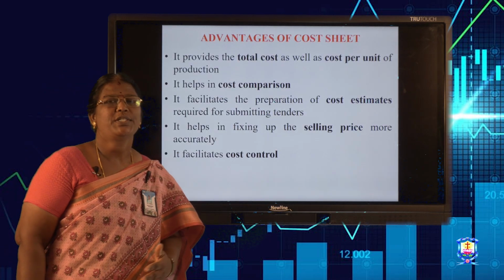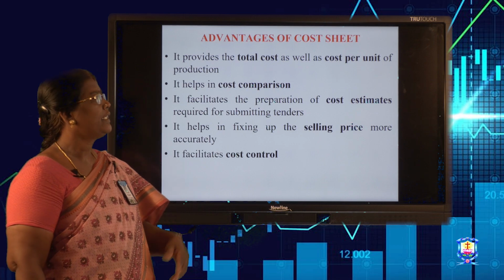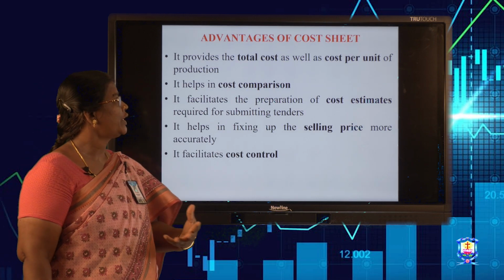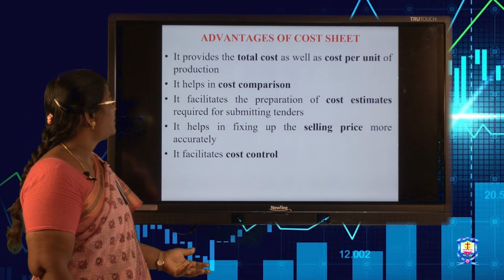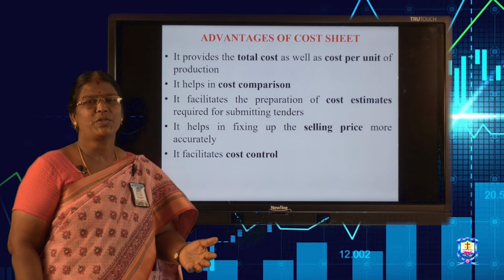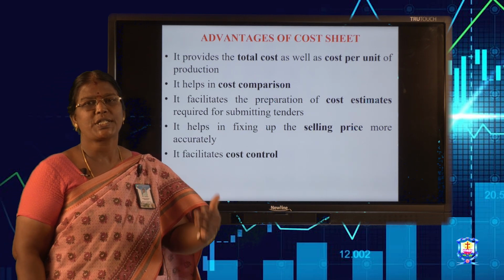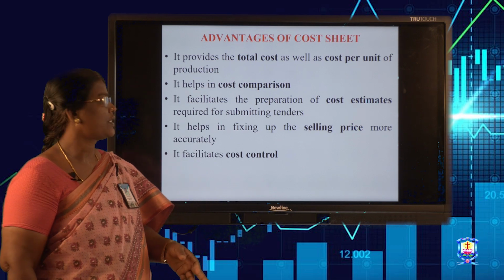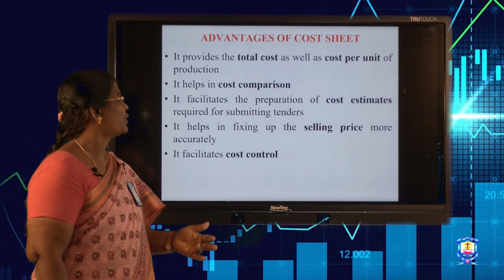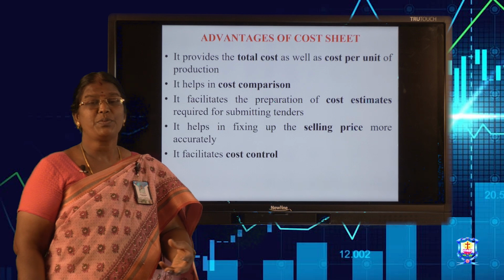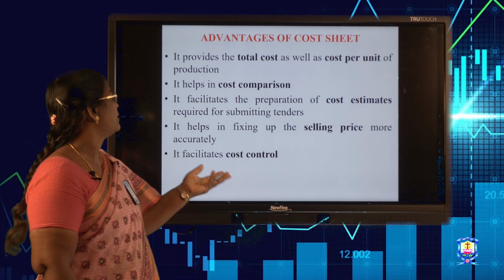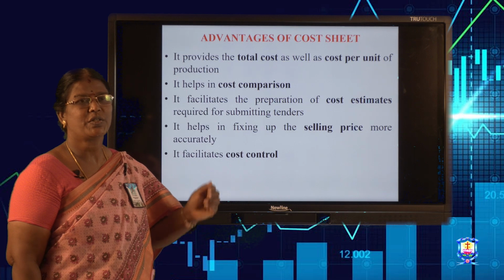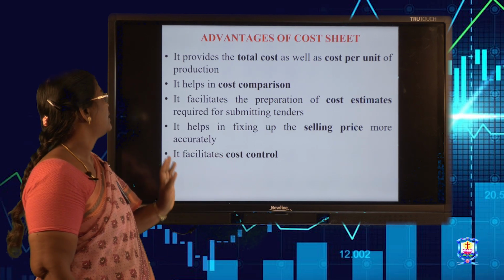Then what are the advantages of cost sheet? Here the cost sheet provides a total cost as well as cost per unit of the product. Then it helps cost comparison. You can easily compare all the cost items here, that is elements of cost. It facilitates the preparation of cost estimates. This estimation is required for sending the tenders, that is submitting the tenders and quotations. We can get this with the help of this cost sheet.